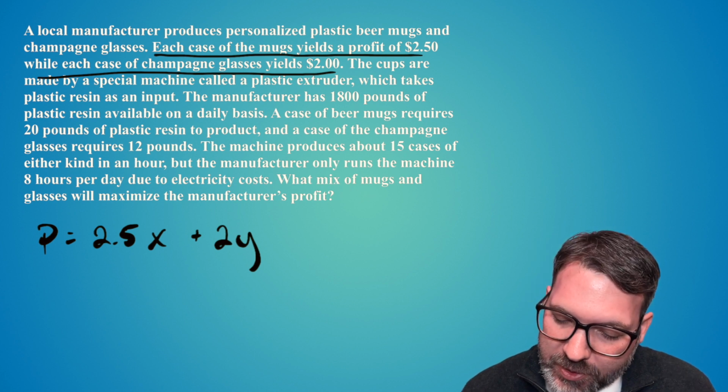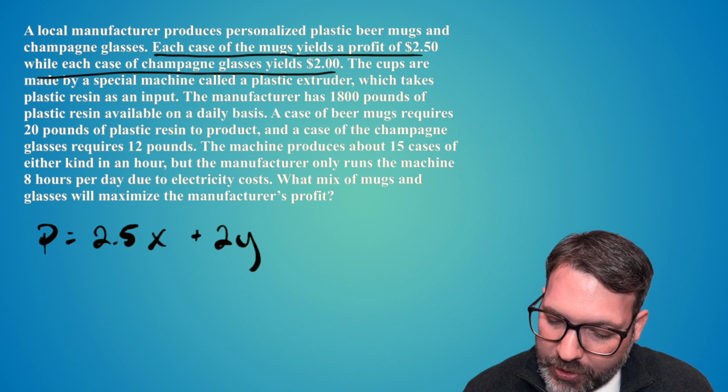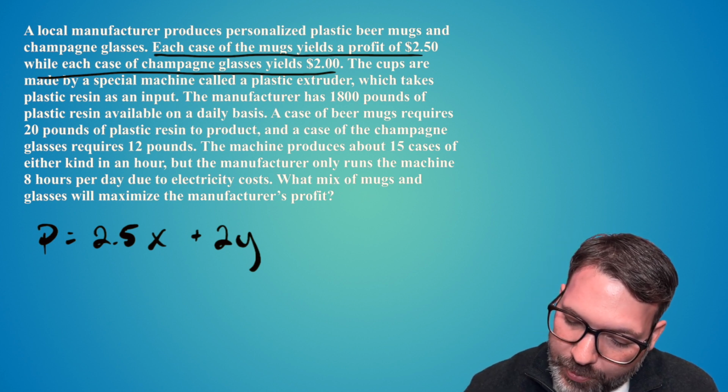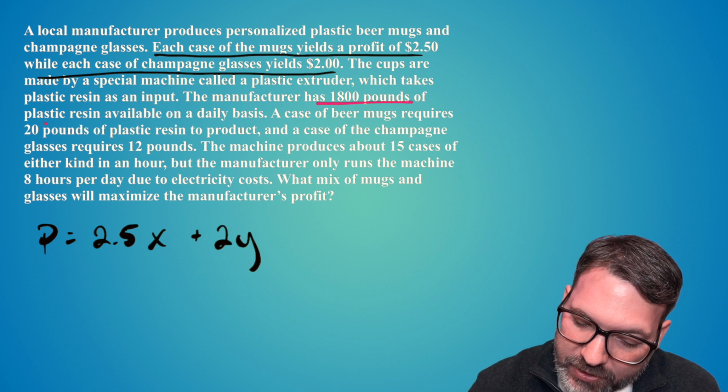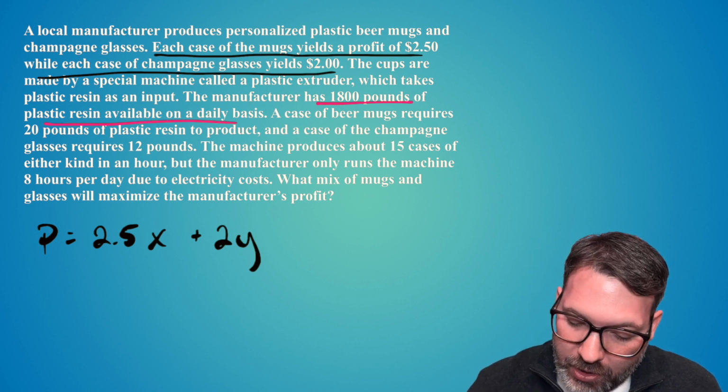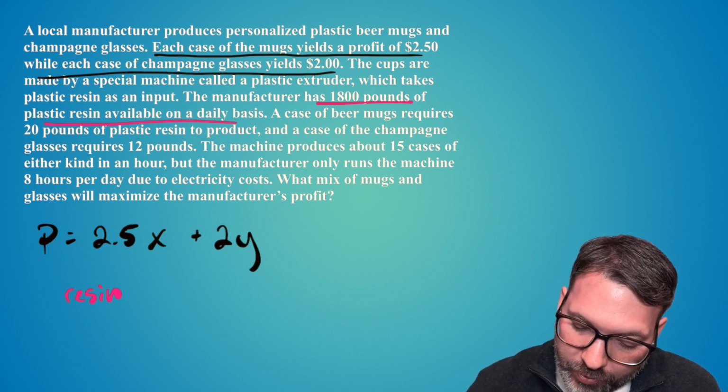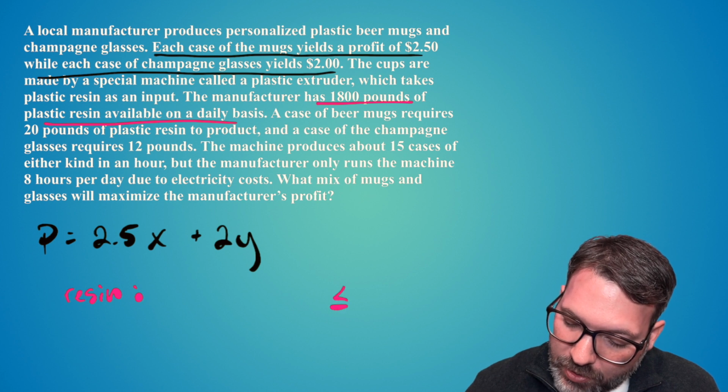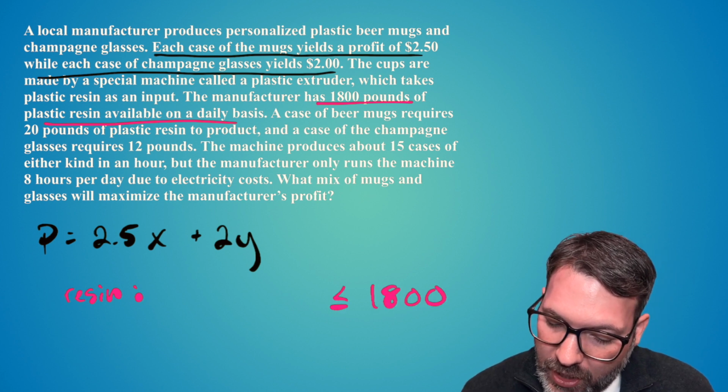The cups are made by a special machine called a plastic extruder, which takes plastic resin as an input. The manufacturer has 1,800 pounds of plastic resin available on a daily basis. That's a constraint, right? That's a limitation. So when it comes to the supply of resin, we have less than or equal to 1,800 pounds.